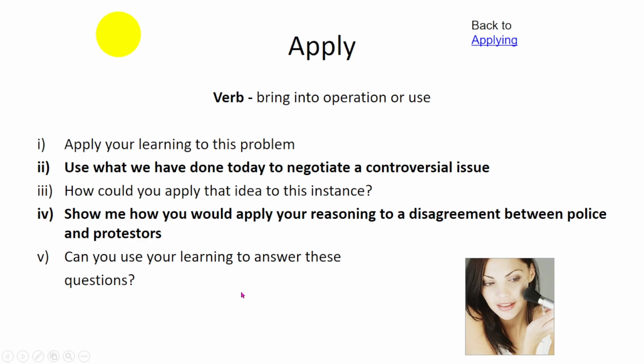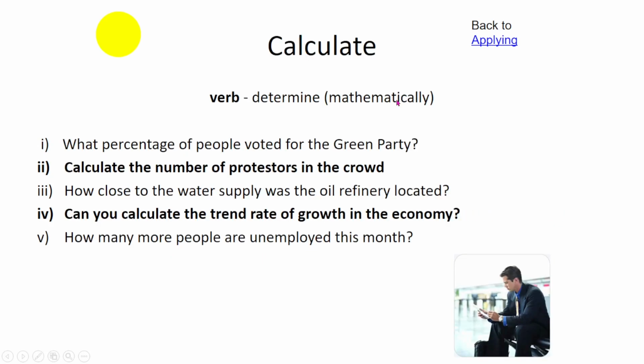Next, calculate: determine mathematically what percentage of people vote for the Green Party. Calculate the number of protesters in the crowd. Can you calculate the trend rate of growth in the economy?